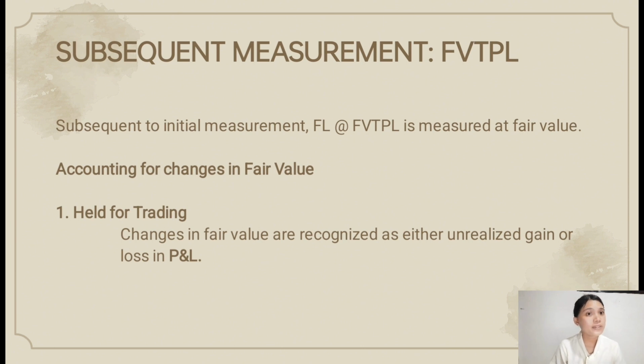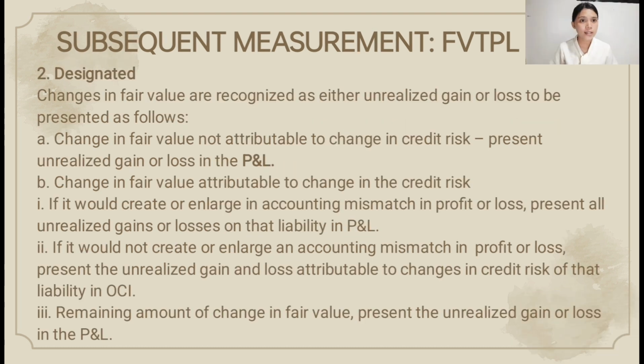So, as I said earlier, the financial liabilities at fair value through profit or loss can be further classified into held for trading and designated. So first, let's have the accounting for changes in fair value under held for trading. The changes in fair value are recognized as either unrealized gain or loss in P&L, or under profit and loss. The second one is designated. So changes in fair value are recognized as either unrealized gain or loss to be presented as follows.